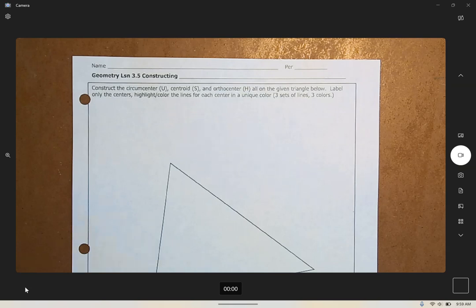Each set of 3 lines, the segment bisectors, the medians, and the altitudes, should be a separate color. You should have 3 separate colors on your triangle. Okay? Now, if you take it one step at a time, it's really not that bad. It can look confusing in the end, but if you take it one step at a time, it's not that bad. All right? So let's start with this. Let's start by constructing the circumcenter. Okay? So go ahead and start working on building your circumcenter, and let's see how you do.